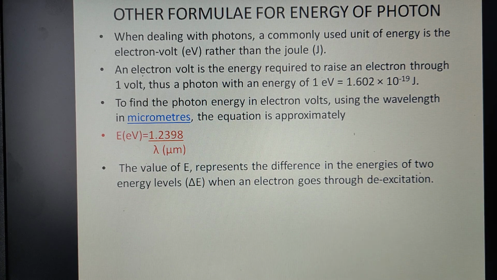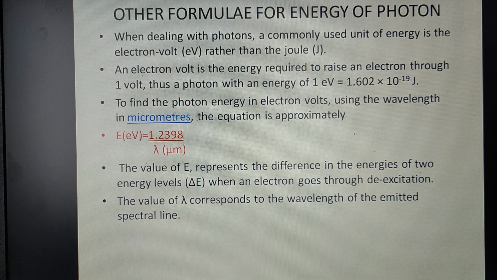That means these two levels have their set values of energy. So when it releases the extra energy, what is that extra energy? Isn't it the energy gap between the higher energy level and the lower energy level? That is why it is denoted by delta E. Delta E is the difference of energy levels between the high energy and the low energy level. The value of lambda corresponds to the wavelength of the emitted spectral light.